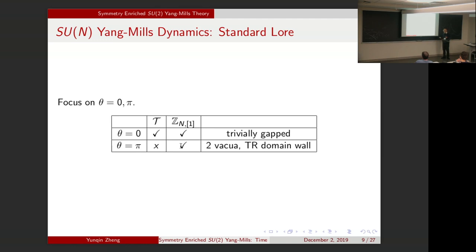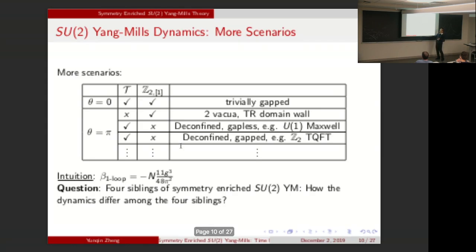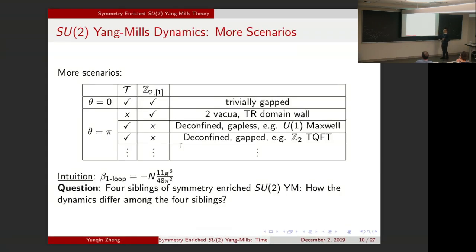However, for the N equals 2 case, SU2 Yang-Mills theory, more scenarios can happen. For example, in particular at theta equals pi, the theory may possibly flow to deconfined phases. For example, it can flow to a deconfined gapless phase, which is described by U1 Maxwell theory, or a deconfined gapped phase, which can possibly be described by the Z2 gauge theory.